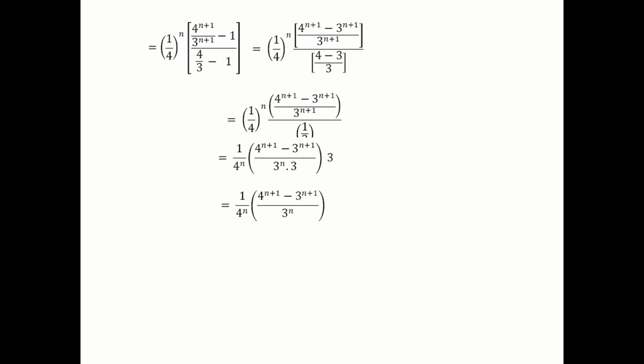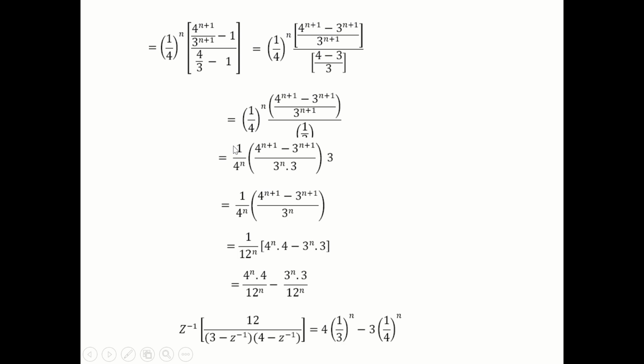1 by 4 power n, (4 power n plus 1 minus 3 power n plus 1) by 3 power n, that is 1 by 12 power n, because 4 into 3 in the numerator power n. So 4 into 3 is 12 power n, 4 power n into 4 minus 3 power n into 3. So splitting, 4 power n into 4 by 12 power n minus 3 power n into 3 by 12 power n. Therefore z inverse of 12 by (3 minus z inverse)(4 minus z inverse) is equal to 4 into (4 by 12) power n, so 4 into 1 by 3 power n.